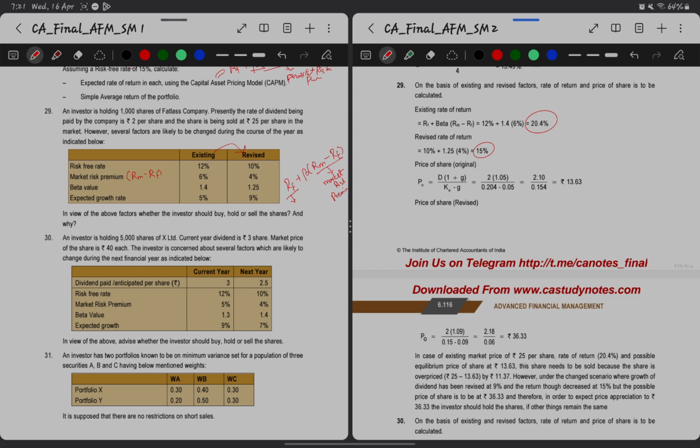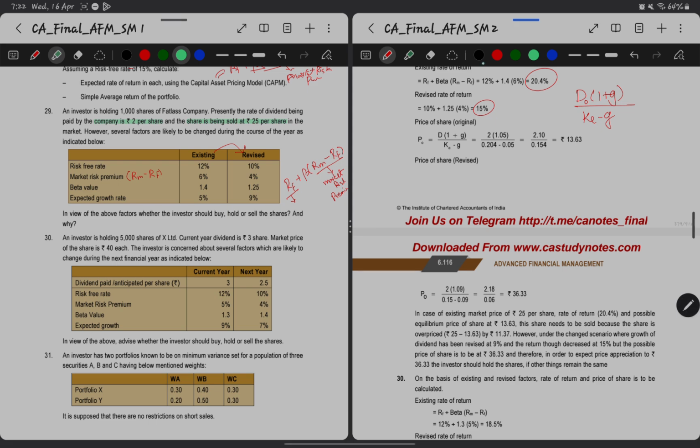Since they have not given, we need to find out the price of the share, the existing and then the revised one, which we can find out by D0 multiplied by 1 plus G divided by KE minus G, and they have given the growth rate, and we have found out the KE, which is the expected return, and dividend also they have given, which is nothing but 2 per share. Okay, now the actual price of the share is given, which we can keep as the benchmark and then compare with the existing and revised prices.